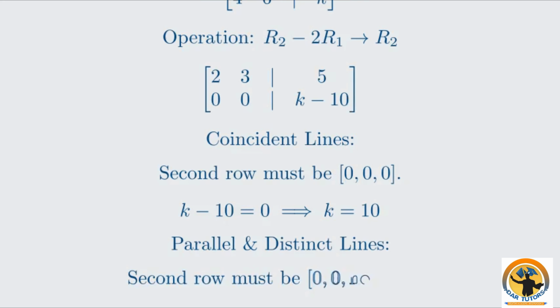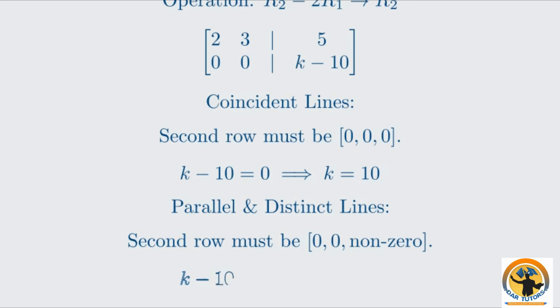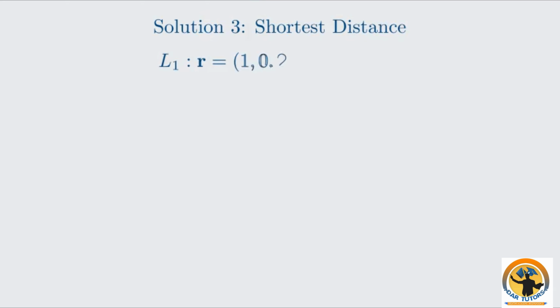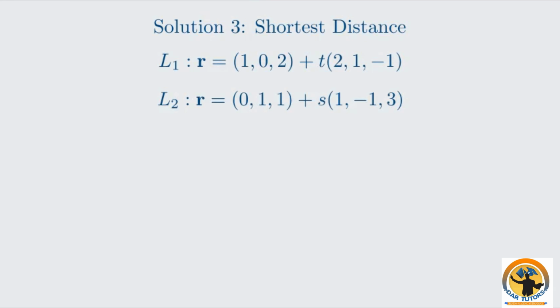For the lines to be parallel and distinct, the second row must be 0, 0, non-zero. This means k minus 10 must not equal 0, so k can be any real number except 10. Question 3 asks for the shortest distance between 2 skew lines.